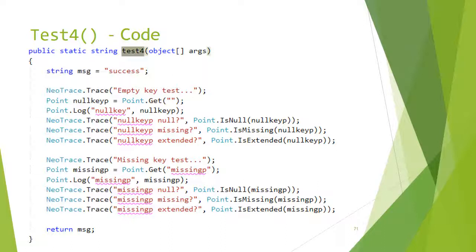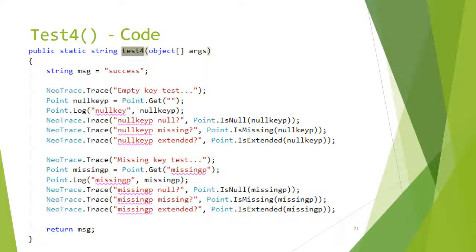Here's another simple test where I'm testing querying with a null key, a zero length key. And so we should expect to get a null point back. And so there you can see how is null is called, and we're passing it the point object that we received from get.